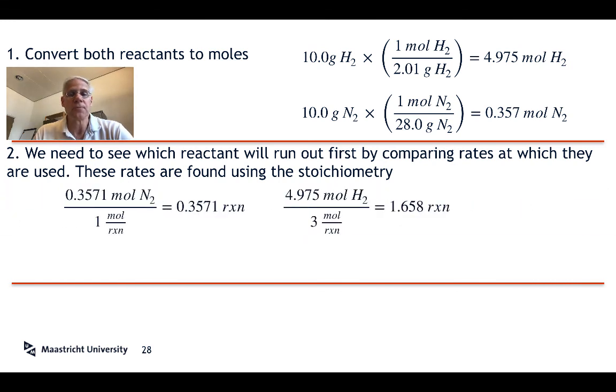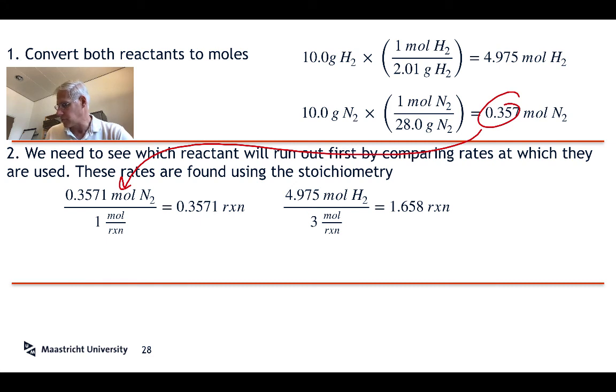For N2, it has a balancing coefficient of 1, so we can think of it as using 1 mole of N2 for every reaction that goes. So we divide the number of moles of N2 that we got here by 1, and we end up with 0.3571 reactions. We can carry out the reaction 0.3571 times. It's okay that it's a decimal. Don't think too much about that.